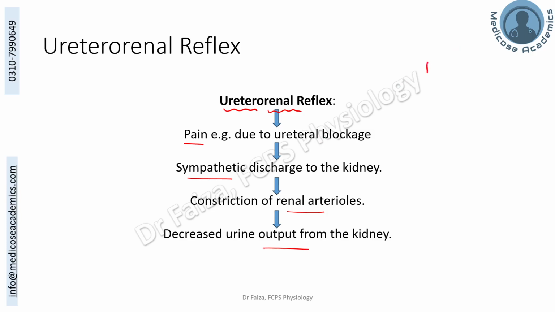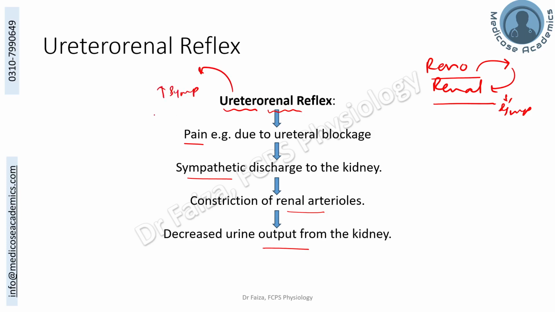In the previous session, we had seen the reno-renal reflex. In reno-renal reflex, there was the role of increased pressure in the kidney, taking the sensory message and bringing back decreased sympathetic supply to the other kidney. Whereas in ureterorenal reflex, the message is going from the ureter to the kidneys, in response giving increased sympathetic discharge to the kidney and decreased urine output.